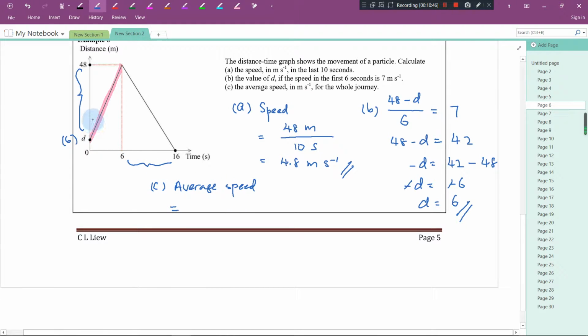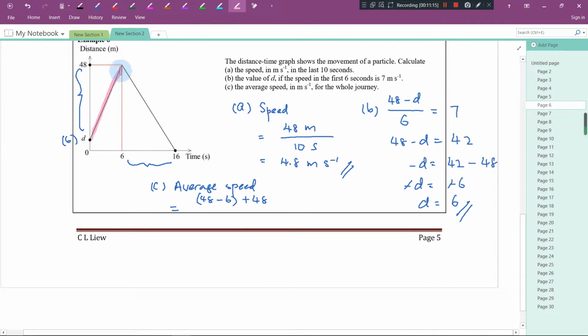Total distance traveled divided by the total time taken. Total distance travel, be careful, we don't take 48. From here to here is 48 minus 6. This is the distance travel for this part. And from here, go back here, another 48. You have plus 48. So this is the total distance travel.